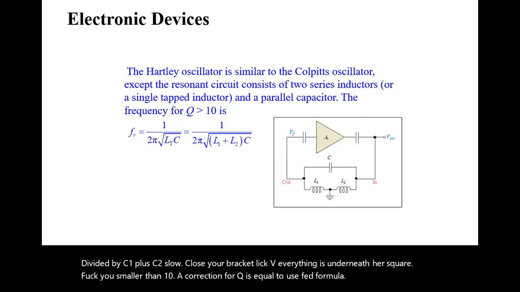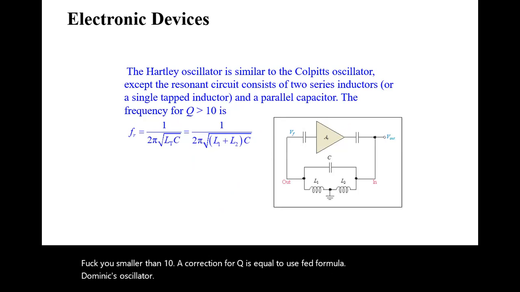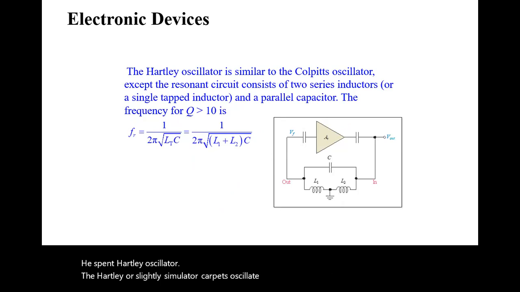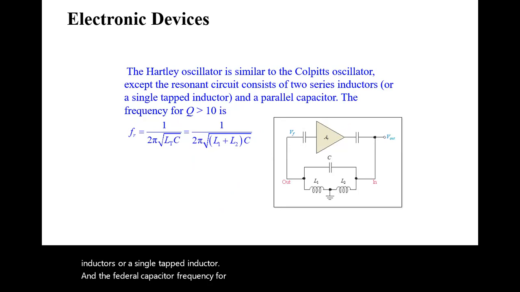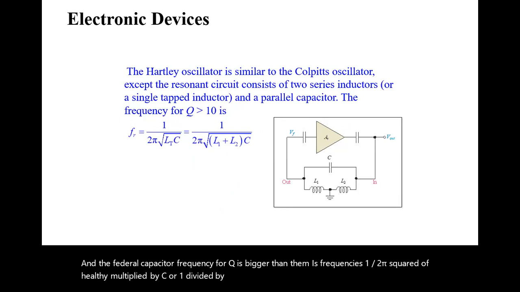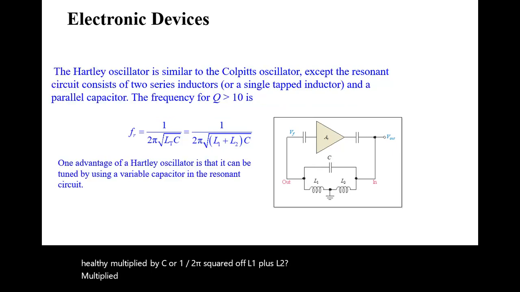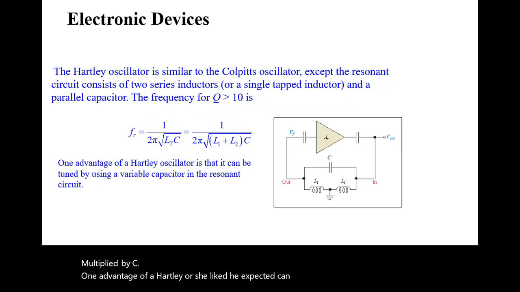Now the next oscillator is the Hartley oscillator. A Hartley oscillator is similar to the Colpitts oscillator, except the resonance circuit consists of 2 series inductors or a single tap inductor and a parallel capacitor. The frequency for Q bigger than 10 is 1 divided by 2 pi square root of L_T multiplied by C, or 1 divided by 2 pi square root of L1 plus L2, close your bracket, multiplied by C. One advantage of a Hartley oscillator is that it can be tuned by using a variable capacitor in the resonant circuit.